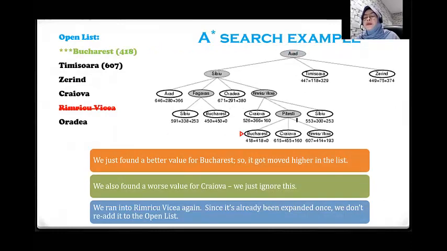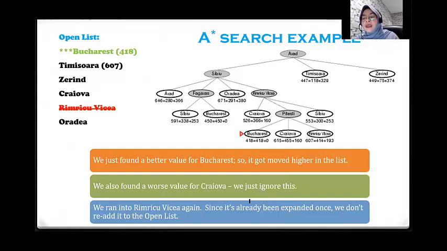So when we expand Pitești, we found the city Bucharest, that is our goal city or target city to be visited, or last city to be visited. Then we also have Craiova and Rimnicu Vilcea. So among all these, Bucharest is at the top of the list, that is 418 travel. So we just found a better value for Bucharest, so it got higher in the list.